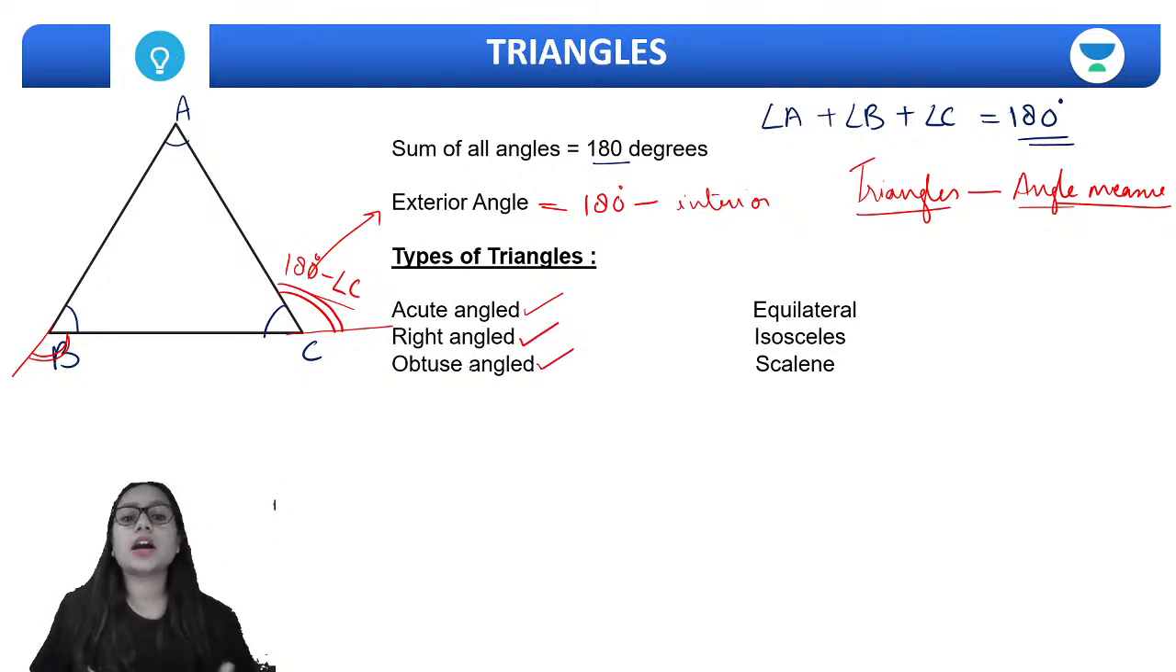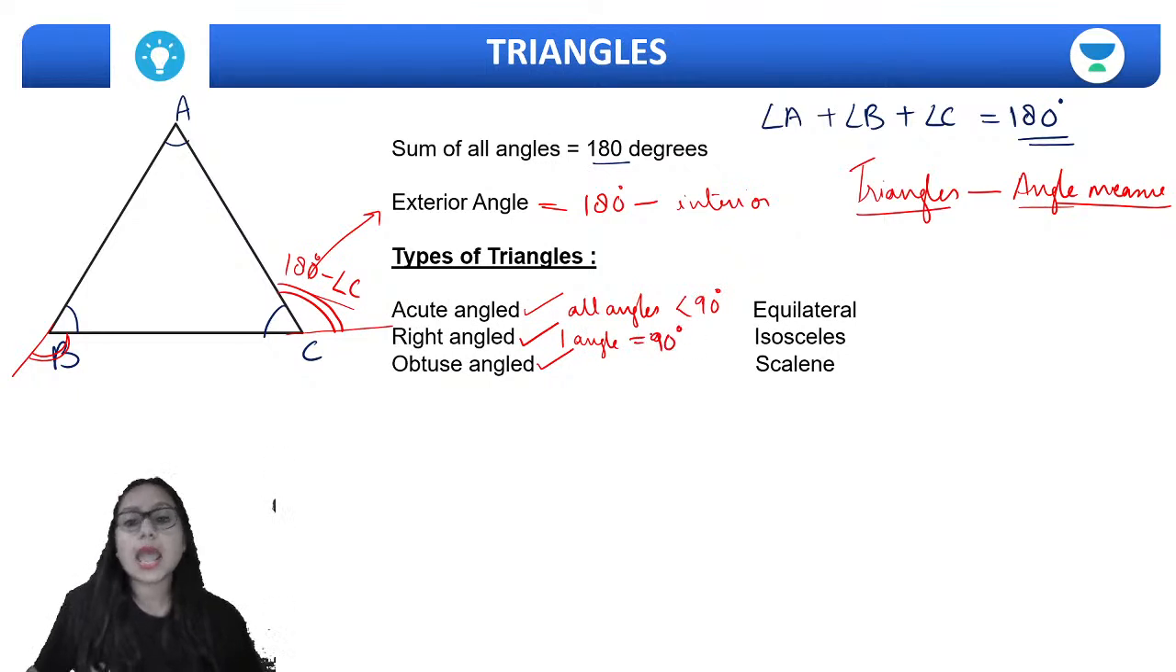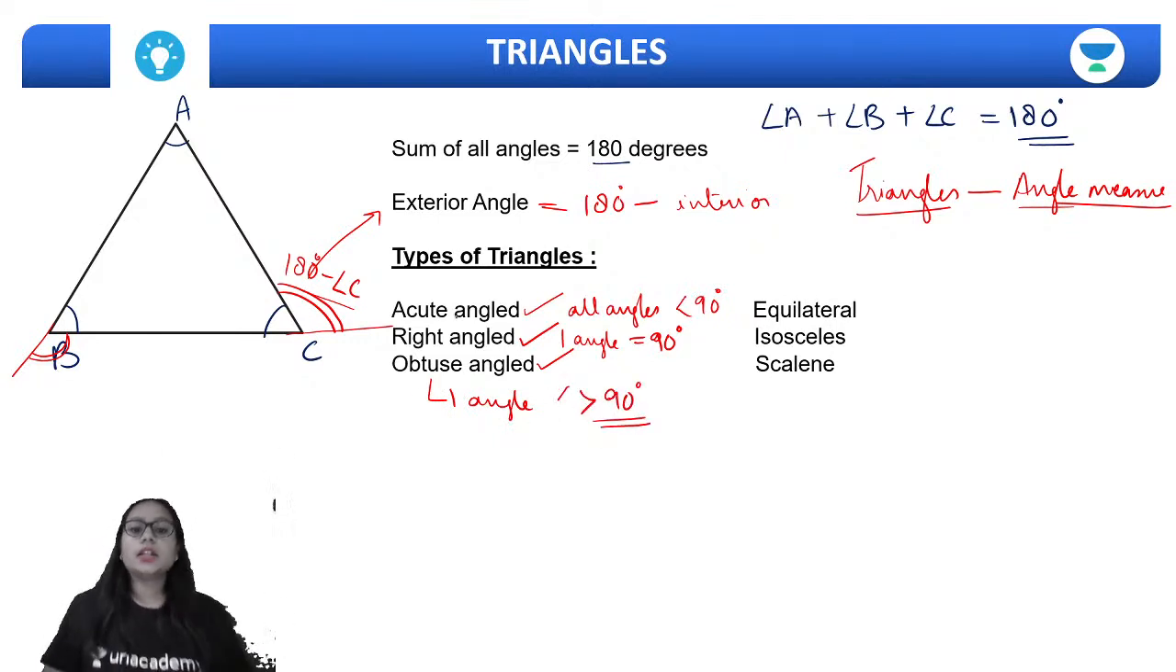Okay. Let's see what the different types are. An acute angle triangle is a triangle in which all angles are less than 90 degrees. All right. In a right angle triangle, one angle is equal to 90 degrees, and in an obtuse angle triangle, one angle is greater than 90 degrees. All right. So these are the different types of triangles if I divide triangles on the basis of angle measure.